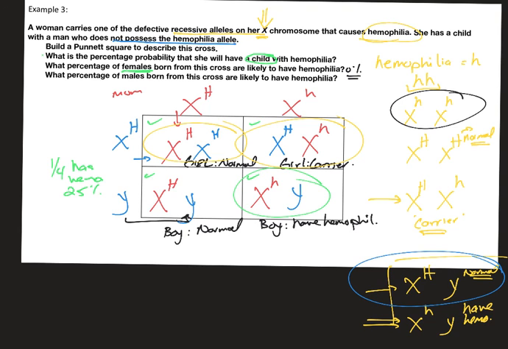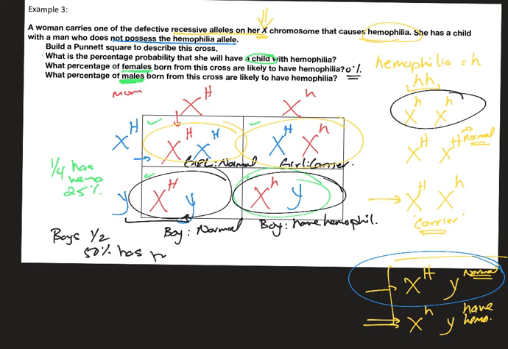And then the last question, what's the percent of males born that are likely again to have hemophilia? Again, this is a really important understanding of the question. I only now want the males. So again, that's only these two boxes down here. And out of those two boxes, out of the boys, your chances now are 1 in 2. So that's now 50% of the boys that are going to have hemophilia.